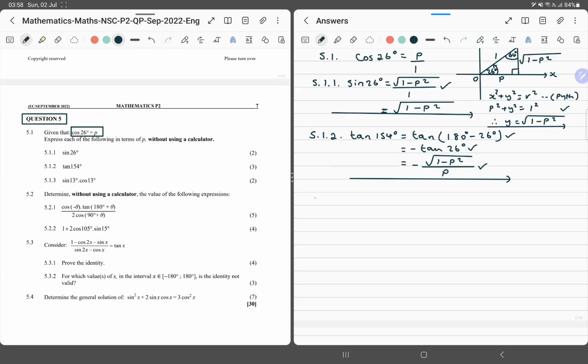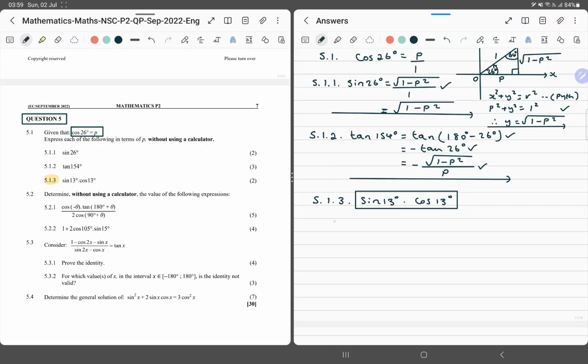So reduction formulae are always going to be there. Now for this one, we have to find sine of 13 degrees times cos of 13 degrees. This is one of those silly questions. So you ask yourself, how did you get this? But we know that 13 is half of 26. So this must be some sort of double angle identity.